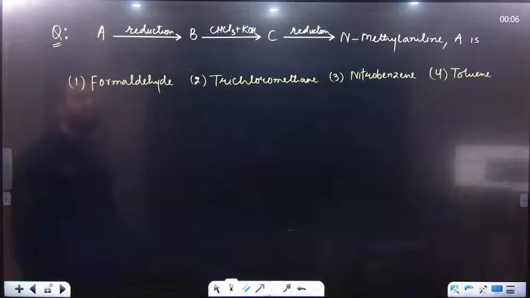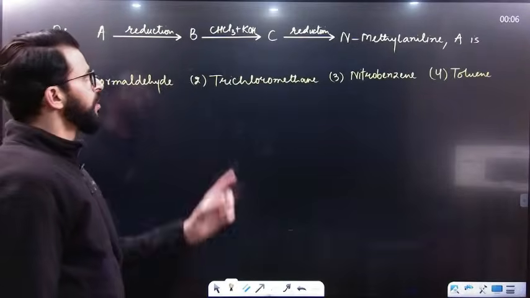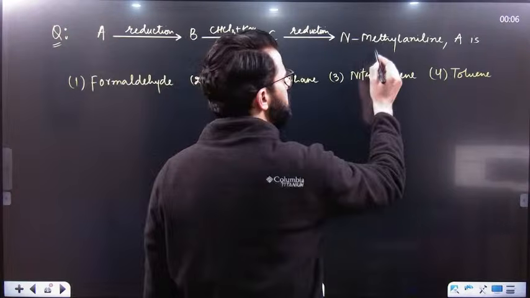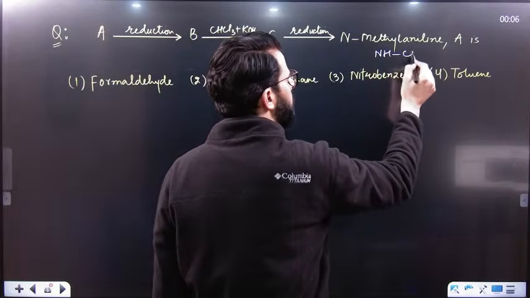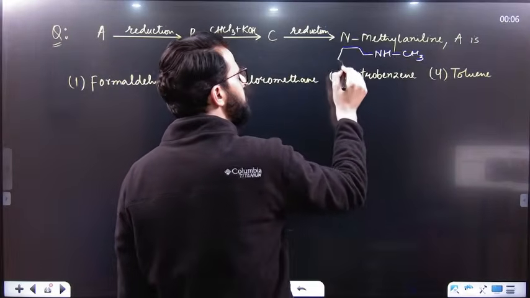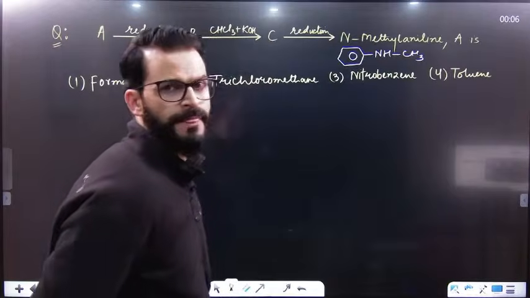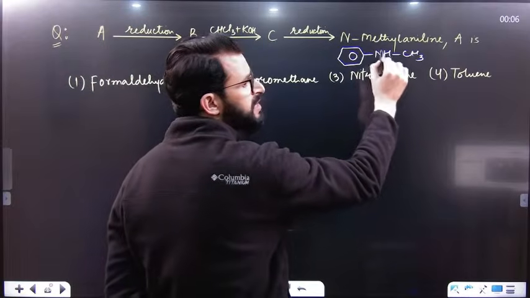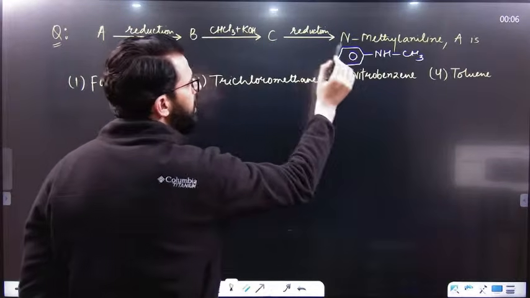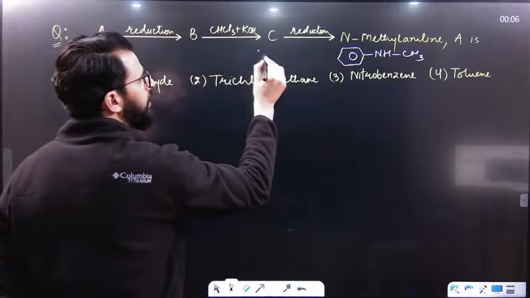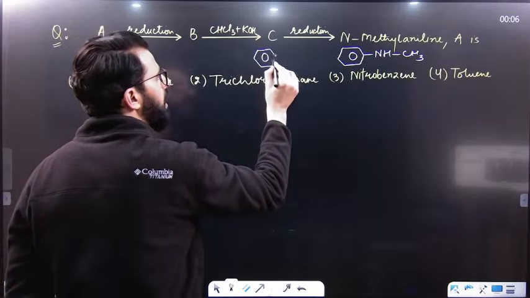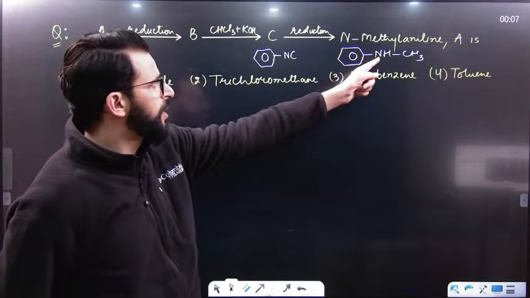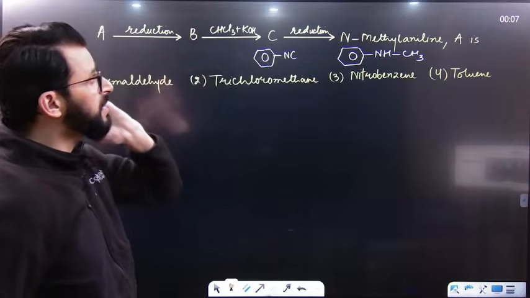Now, A upon reduction gives B, which on treatment with chloroform and KOH gives C, which upon reduction gives this. Now, what is this? This is N-methyl aniline. That means like this. So this is a secondary amine, in which N-methyl is there. Remember, it is formed by reduction of isocyanide. That means if I know this, I can find the reactant as well.